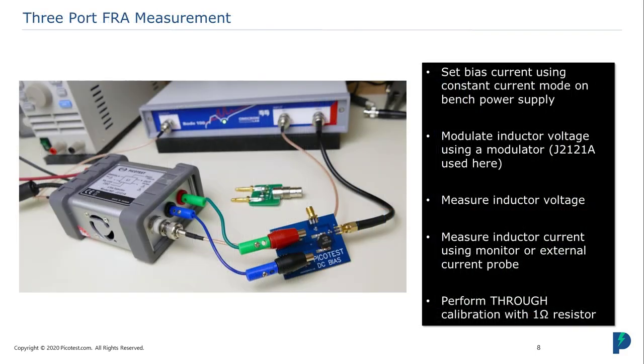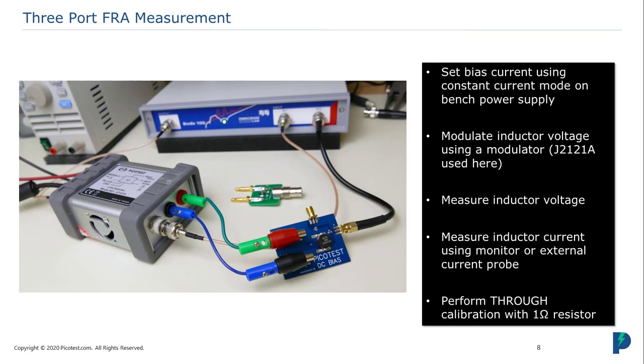We can get more accurate data, or at least better resolution data, using a frequency response analyzer to get data in the frequency domain. And today I'm going to show you two methods that we can use in the frequency domain. This one is called a three-port measurement. We set the bias current using a constant current power supply. So a DC bench supply feeds constant current into a modulator.